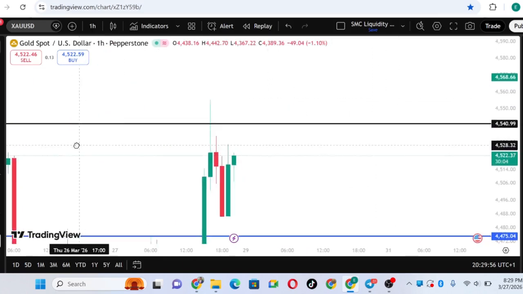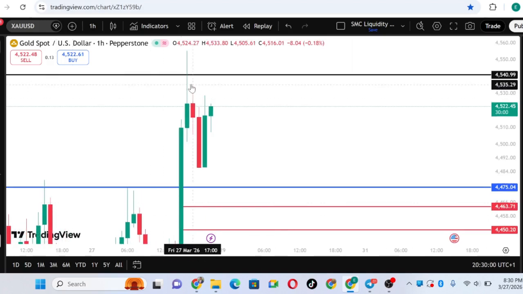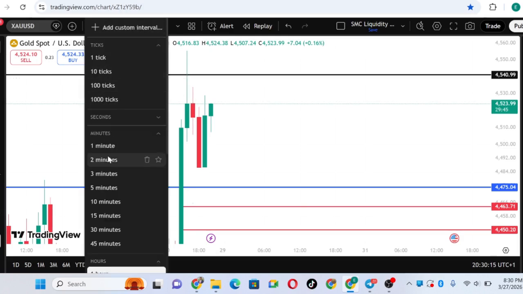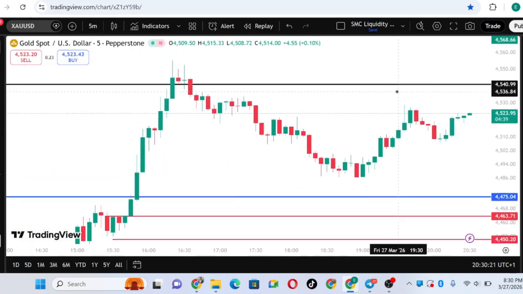What happened today? Now look at it here. When it came to this point, it swept the liquidity and returned. Look at how immediately the market returned. Did you get it? So this was a liquidity sweep. You get it? So let's go back to our 5 minutes where we took the entry, because we actually took the entry on, I think, 5 minutes. So that was it.